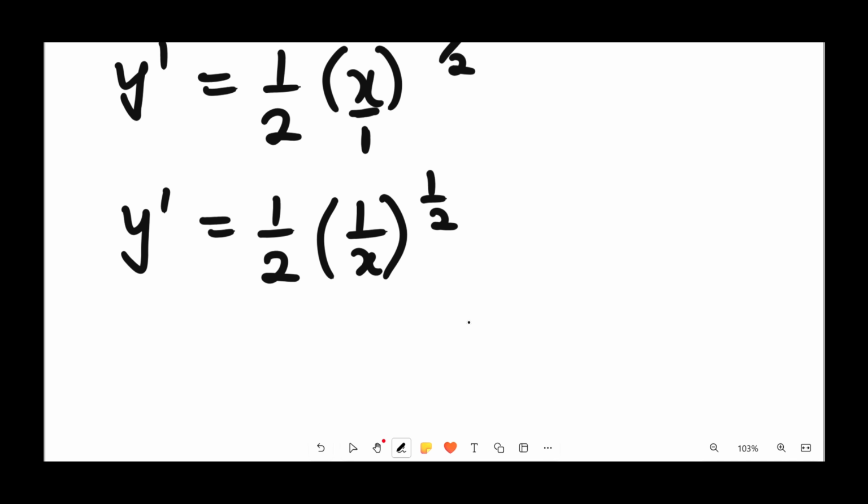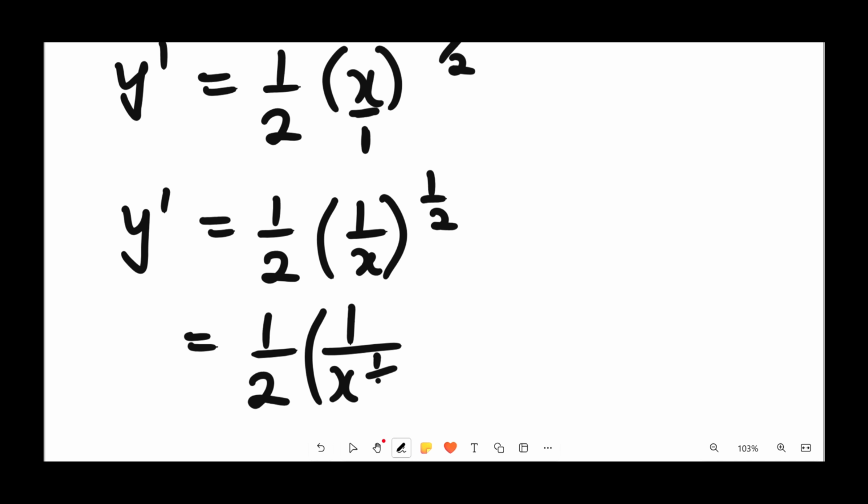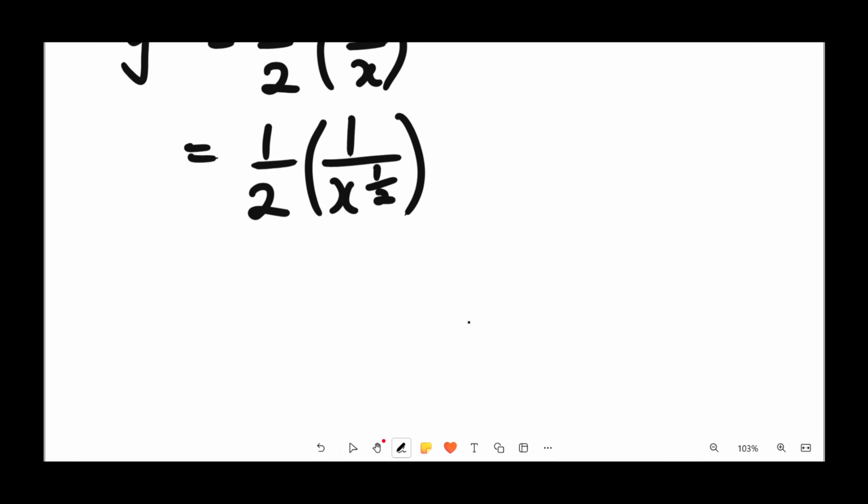Now, the power will be applied to each of the terms in the fraction, so the numerator and the denominator of the fraction. So 1 power half will give us 1, and x power half will still be x having a power of what? Half. All right. So, let us continue.